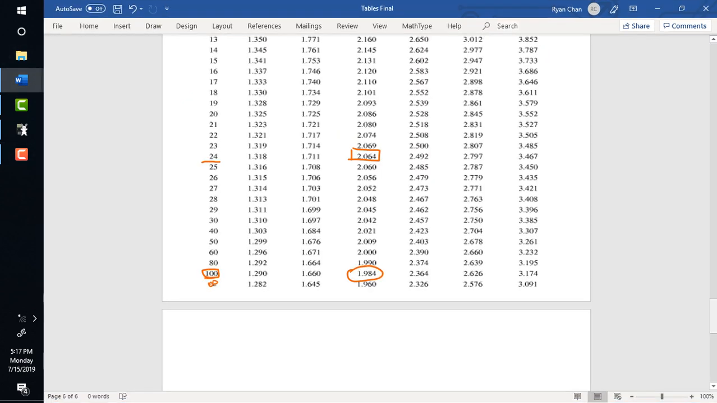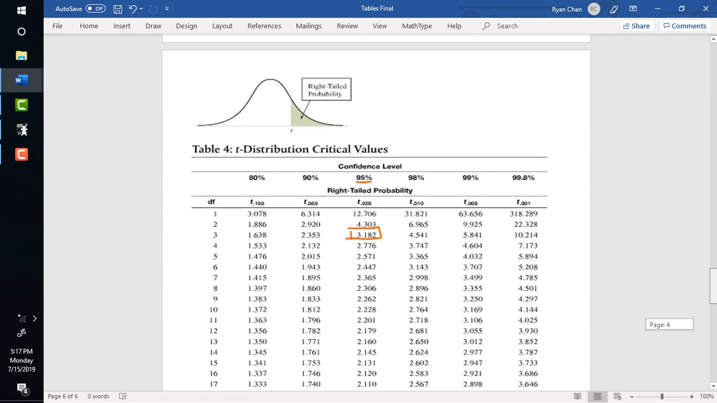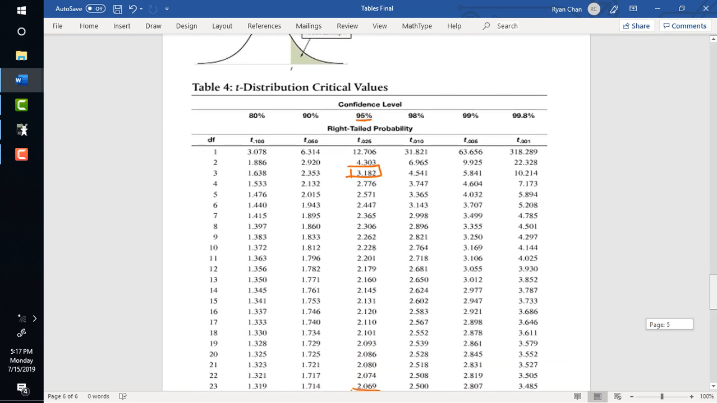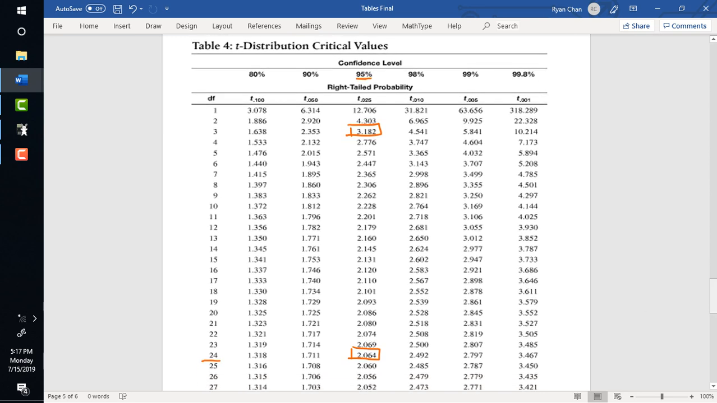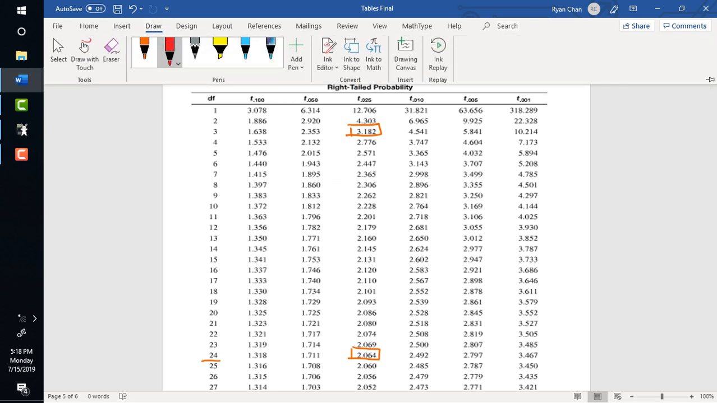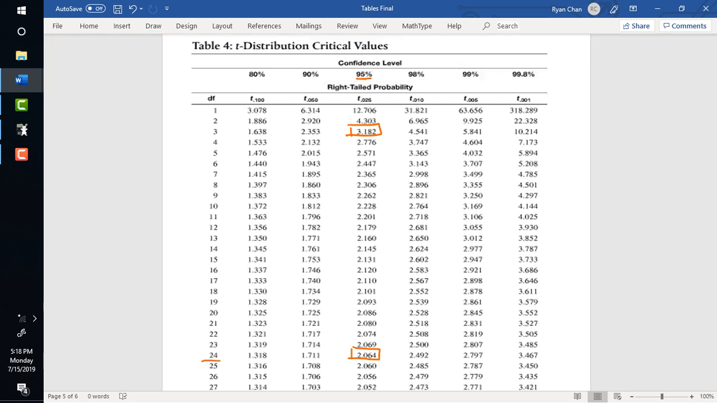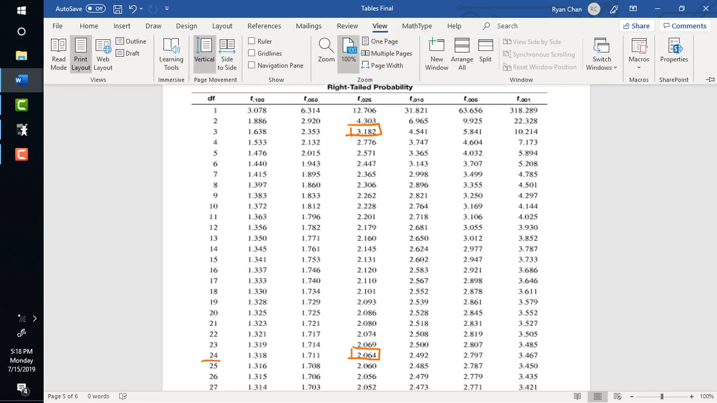So let's talk about what we're going to do for the following. Okay, so I have a degrees of freedom of 9, and I have a t-score of 1.65. So I have a t-score of 1.65 and a degrees of freedom of 9. Now, if you notice, I don't have a 1.65 here. It is not visible for the following.